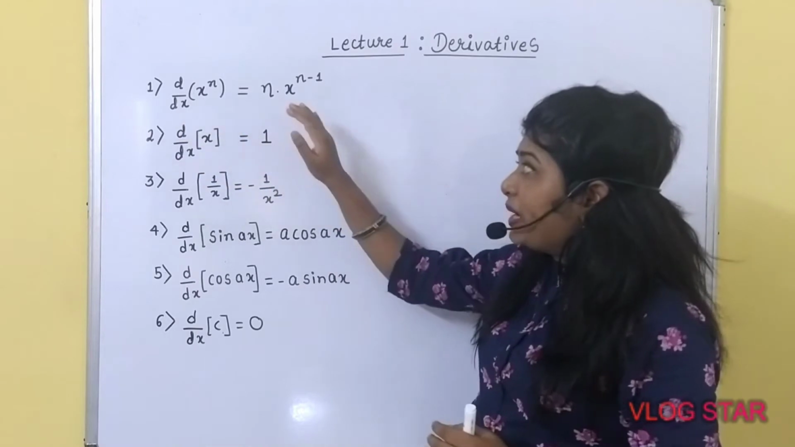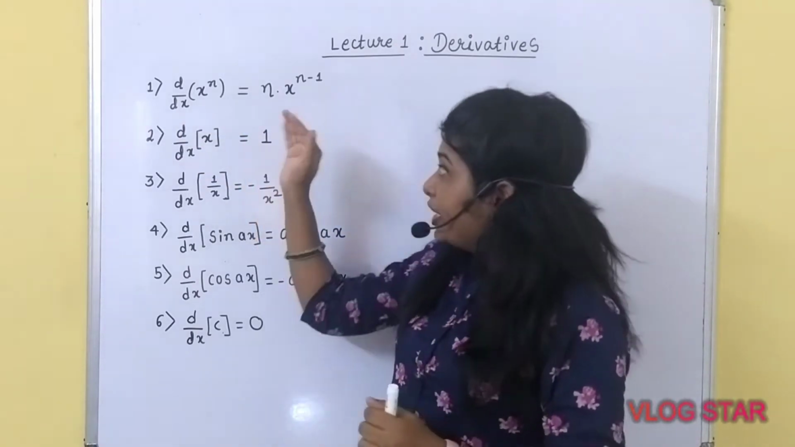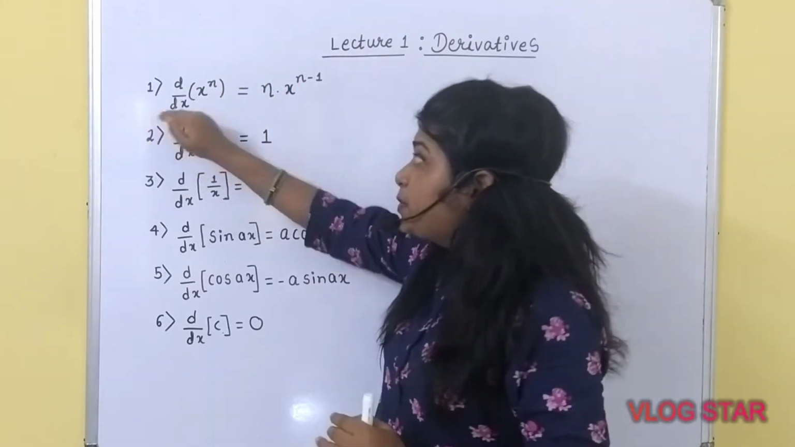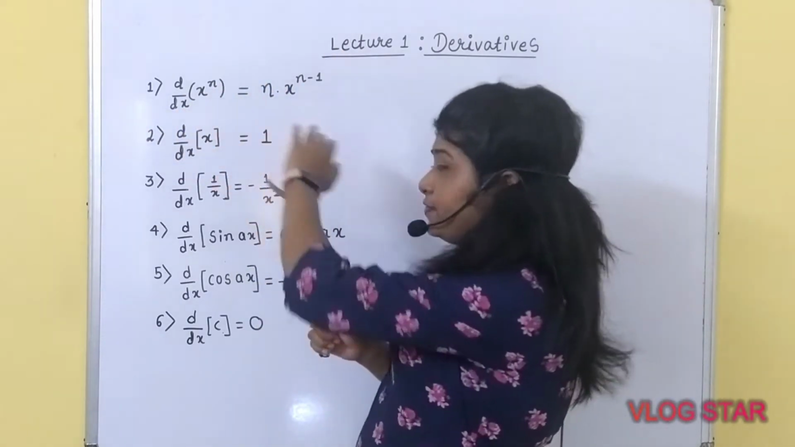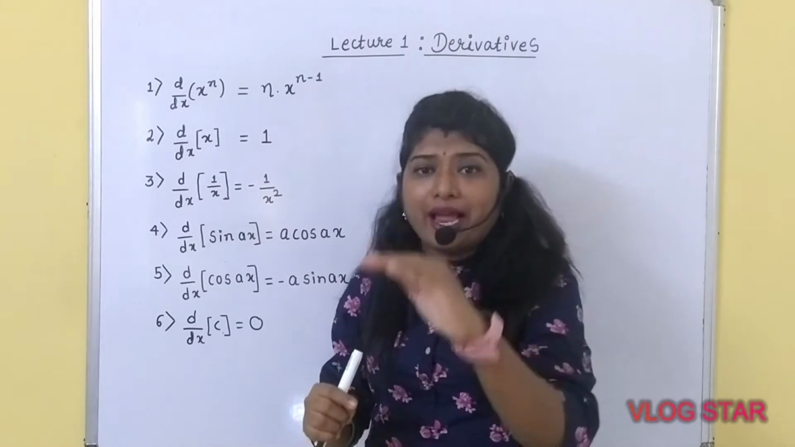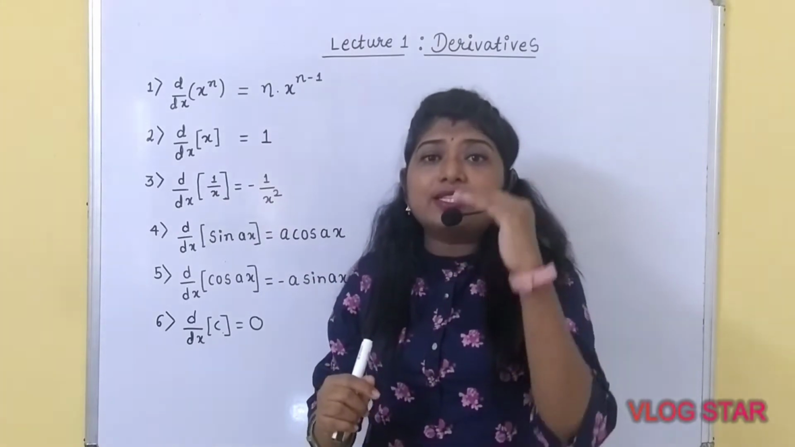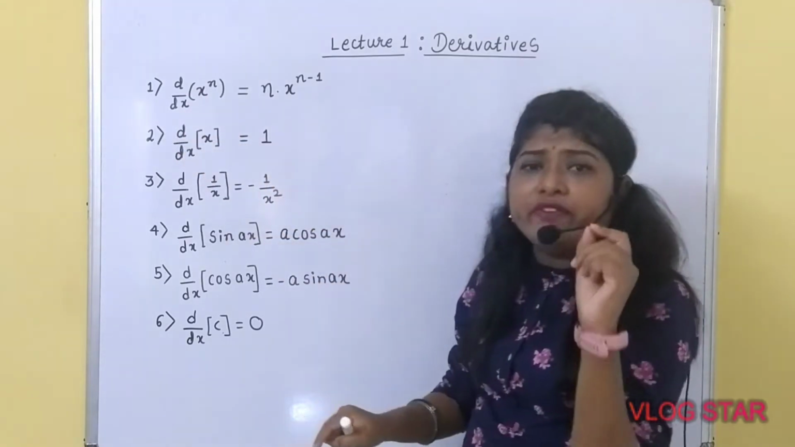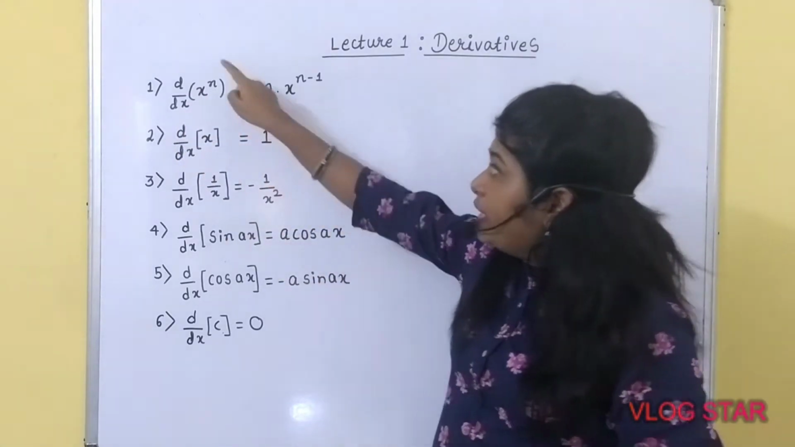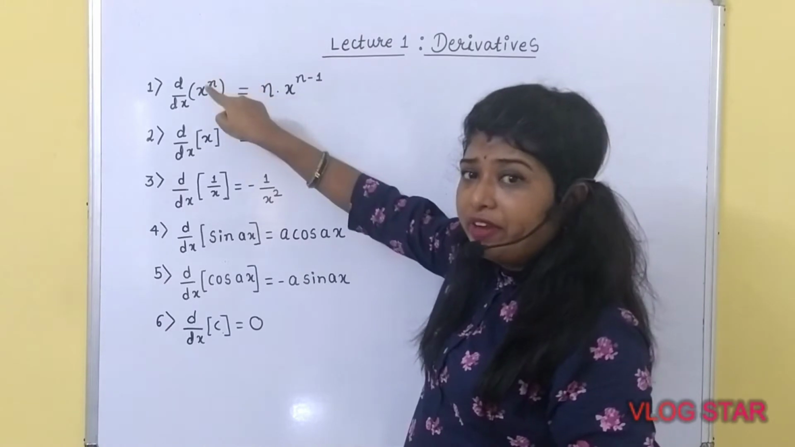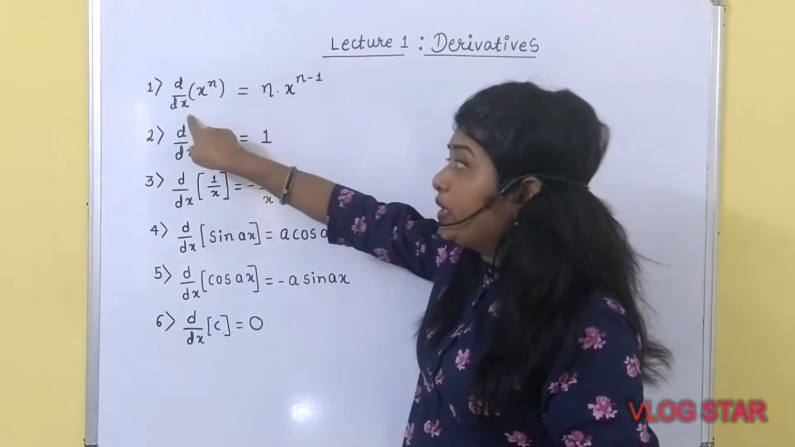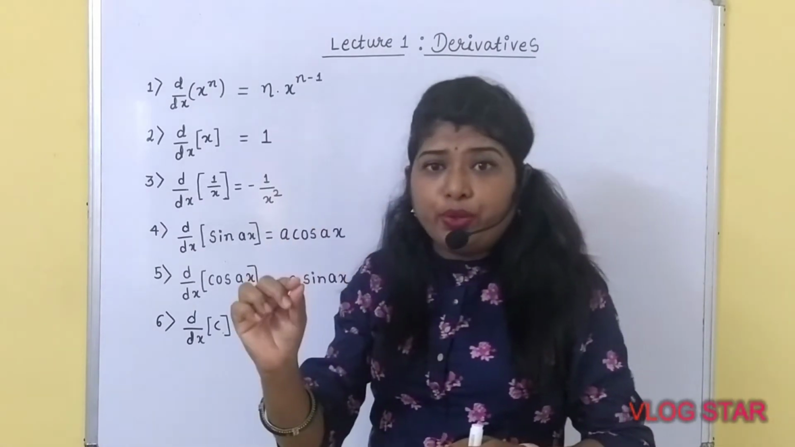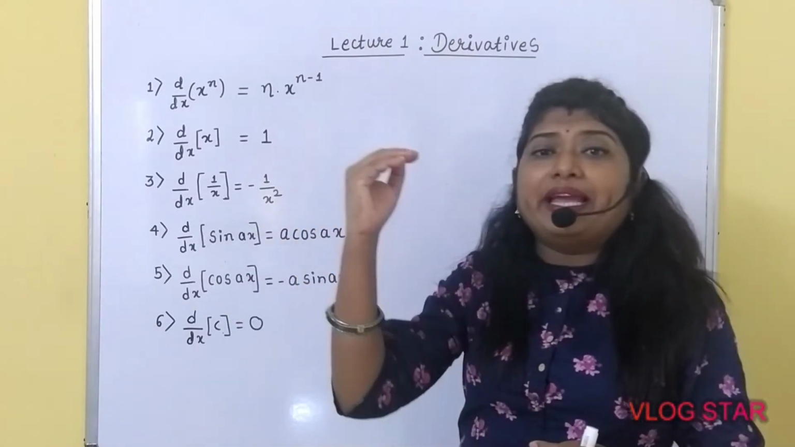Let's begin with the first formula. What is given? The derivative of x raised to n with respect to x. We need to calculate the derivative of this particular function with respect to x, which is given by n into x raised to n minus 1.